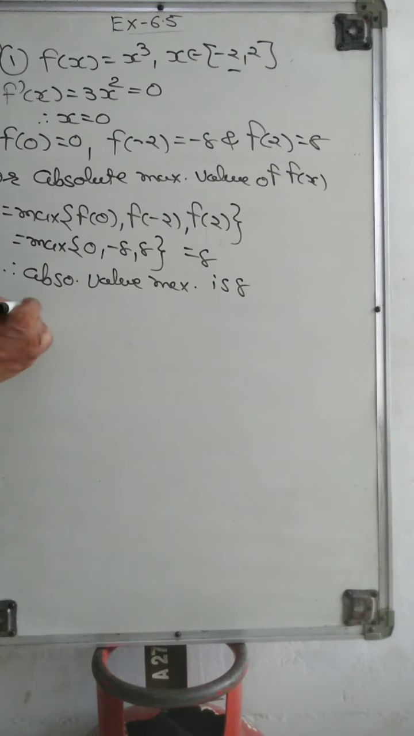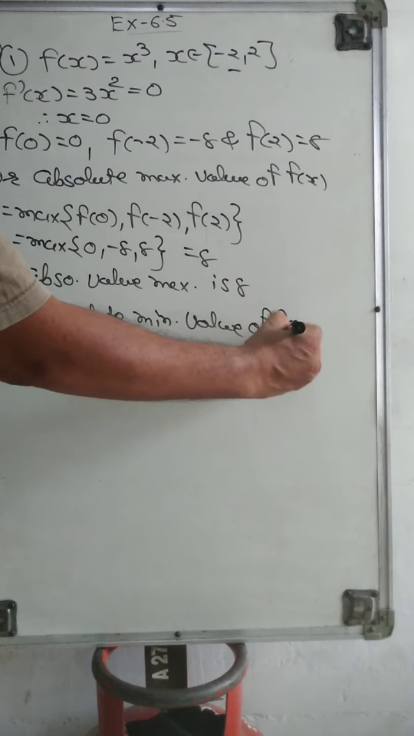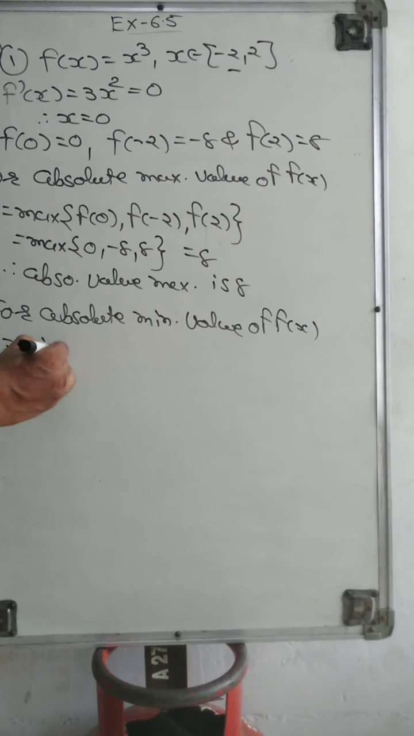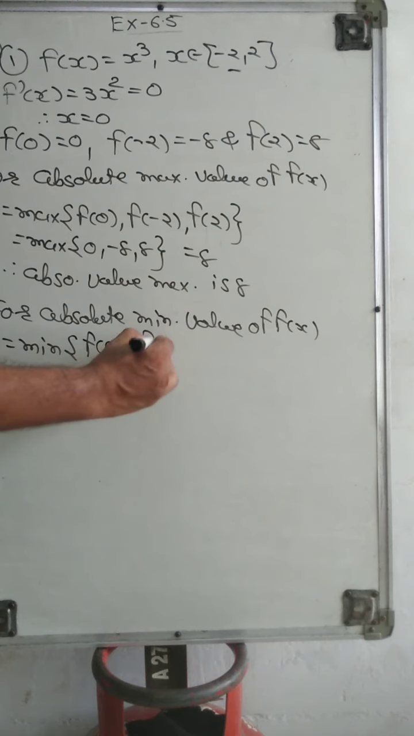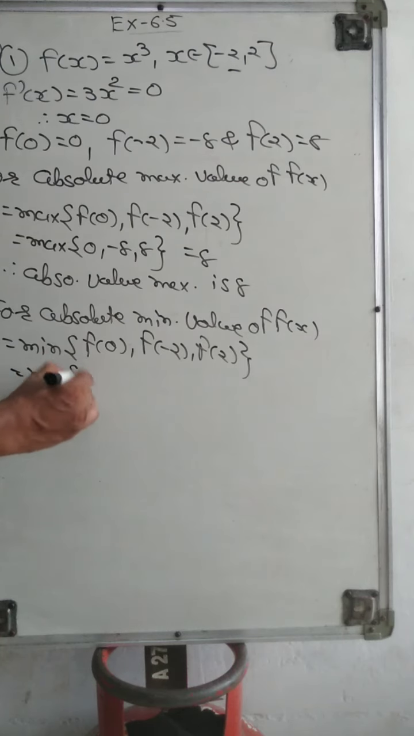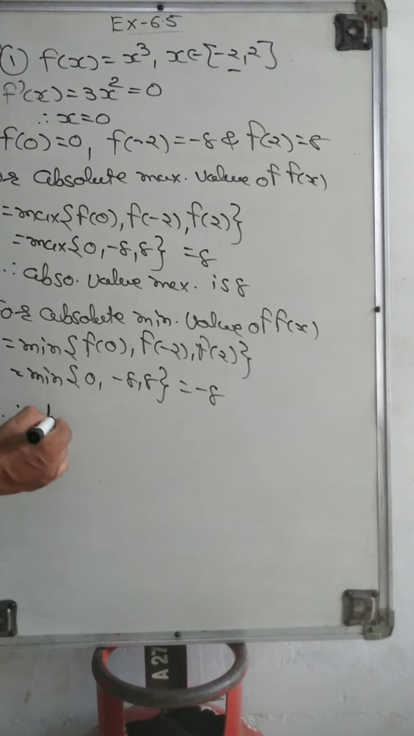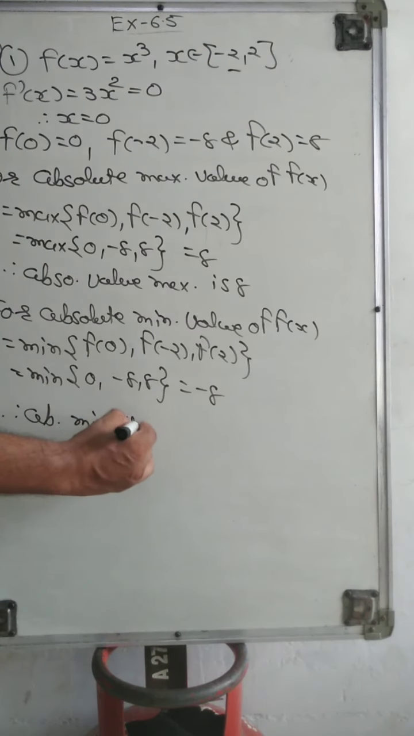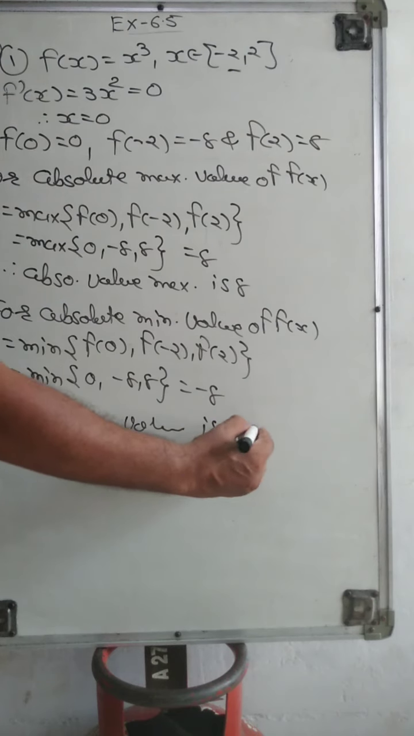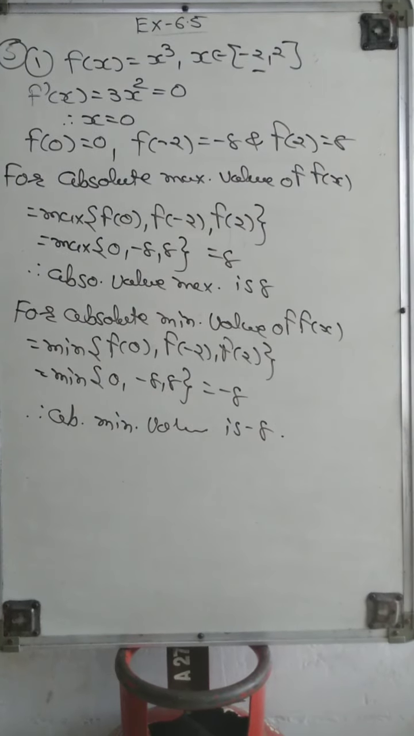Now for absolute minimum value of f(x), we can take the minimum value of f(0), f(-2) and f(2), right? It is the minimum value of 0, -8 and 8, it is -8. Therefore the absolute minimum value is -8. Okay, this is very easy, so you can understand it very easily, right?